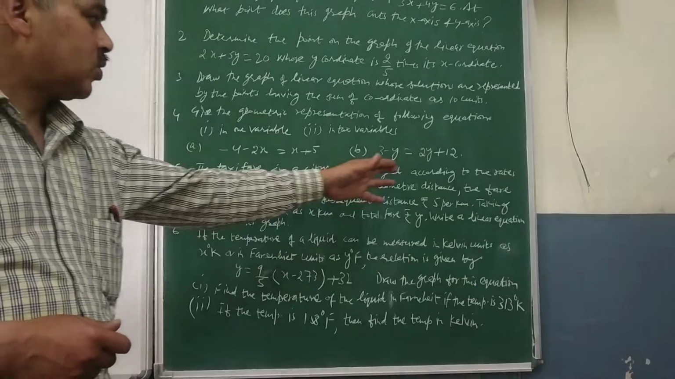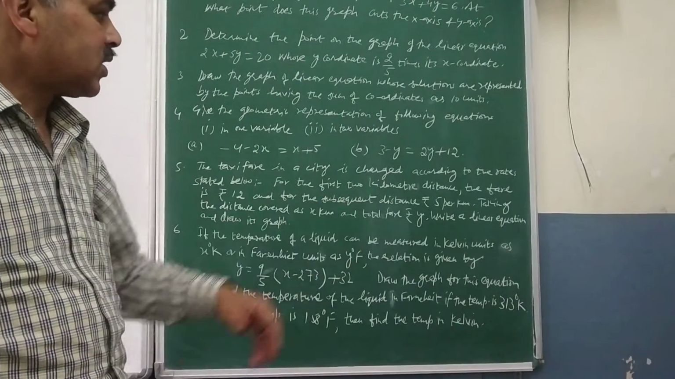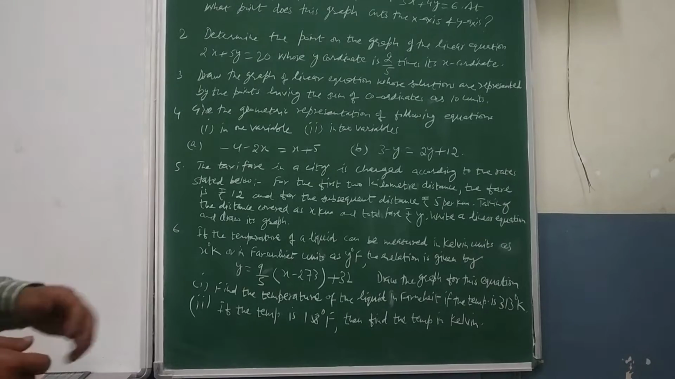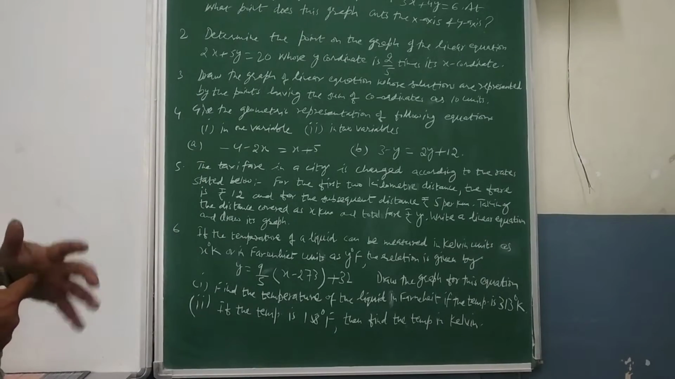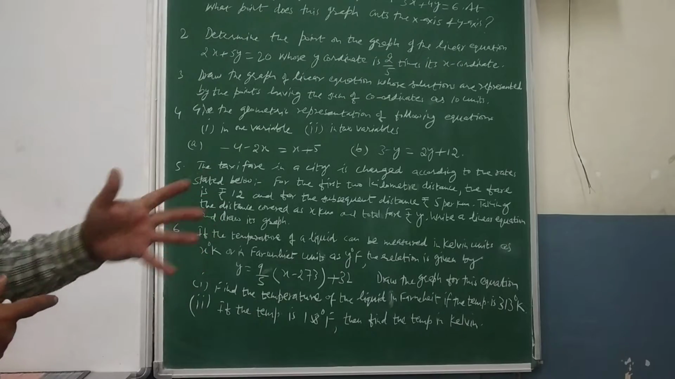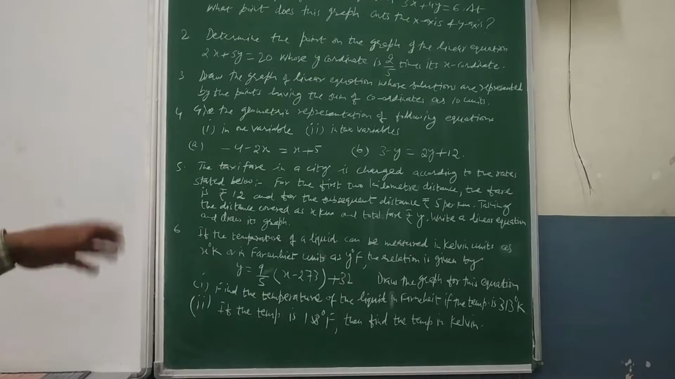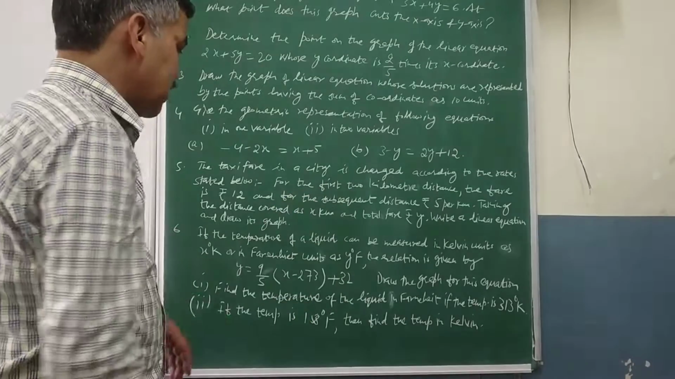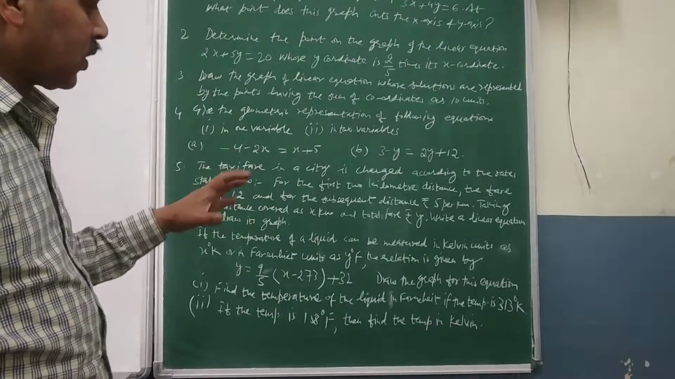For the first 2 kilometer distance, the fare is rupees 12, and for the subsequent distance, it is rupees 5 per kilometer. Taking the distance covered as x and total fare as y, you need to write a linear equation, and then you have to draw the graph. So very clear, when you are going to write the equation, there are two things: one is the distance and one is the subsequent fare, and then the total fare.